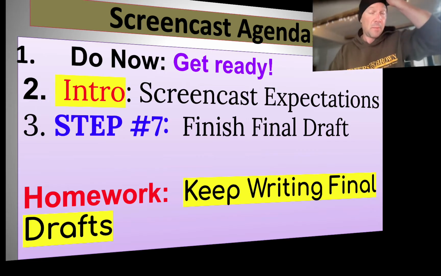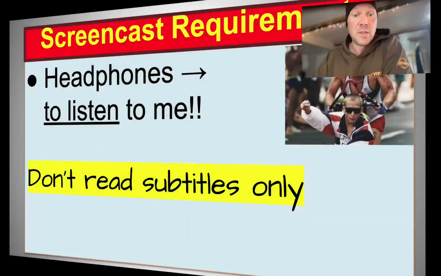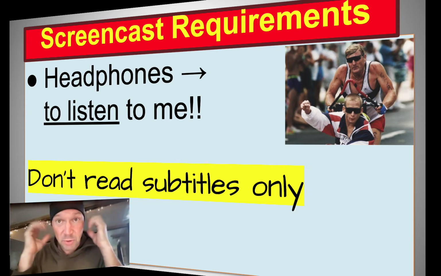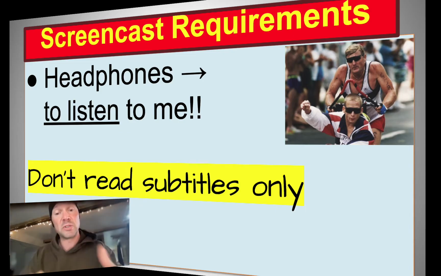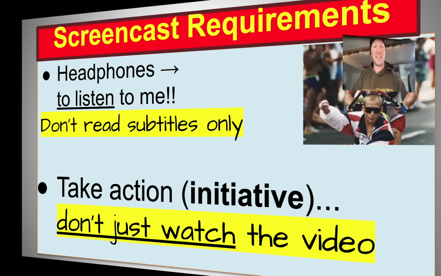We're going to be looking at finishing the final draft. You want to keep writing your final drafts. That can be homework if you're not getting stuff done in class. First of all, for a screencast, don't just sit and stare at me. Okay? You need your headphones to listen. Don't just put on your music and then try to read my subtitles, because the words aren't always caught correctly. So that's key. And again, like I said, take action or initiative as we talked about it.